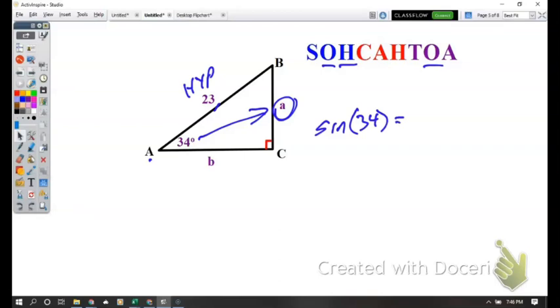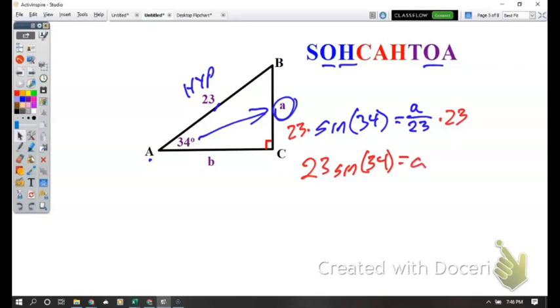equals opposite over hypotenuse. So opposite is side A. I don't know what that is, I've got to figure that out, over the hypotenuse, which is 23. All right. Now, I want to solve for A. So I need to get A by itself, which means I've got to get rid of that 23. How do we get rid of that 23 there? Well, we just multiply both sides by 23, right? So times 23, times 23. And so what that gives me is 23 times the sine of 34 degrees equals A.